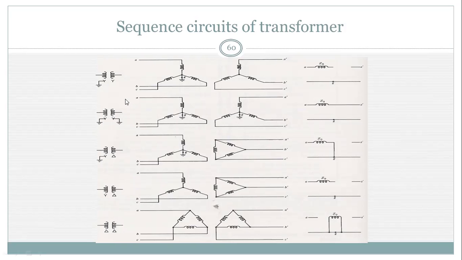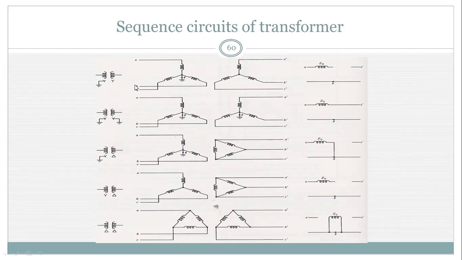That is, both sides are Y. Here both sides are Y in the first group. This is the symbolic connection, and this is the middle column, the connection diagram, and this is the symbol diagram, and the right side column is the zero sequence network diagram. Now for the first row, both primary and secondary are Y connected, but the primary portion is grounded and the secondary portion is not grounded.